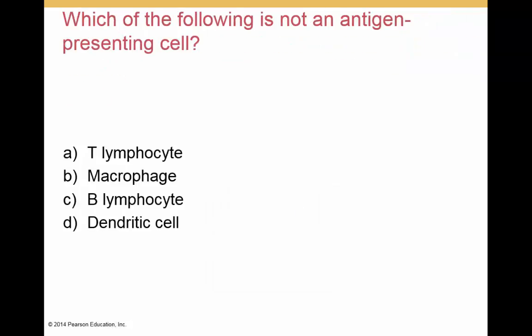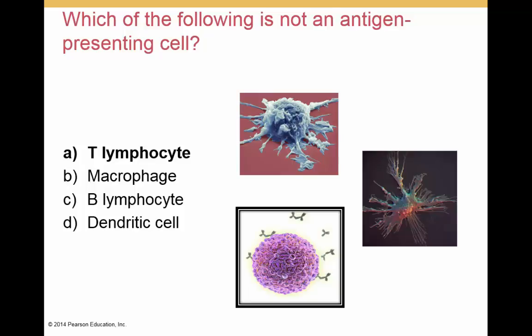Which of the following is not an antigen-presenting cell? I gave you 3, and I think you're going to recognize the one that is not. You are correct. T lymphocytes do not present. Our dendritic cells do. Our macrophages do. Our B cells present to helper T cells to make sure they're seeing what they should and get the thumbs up to produce antibody, but not T cells.